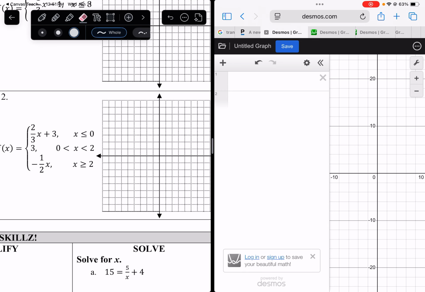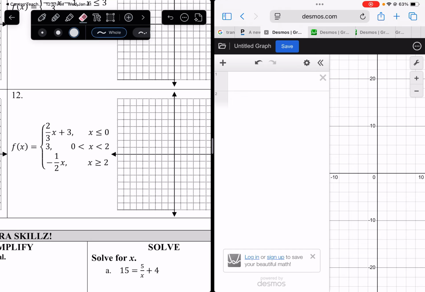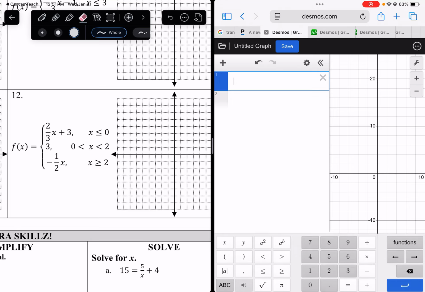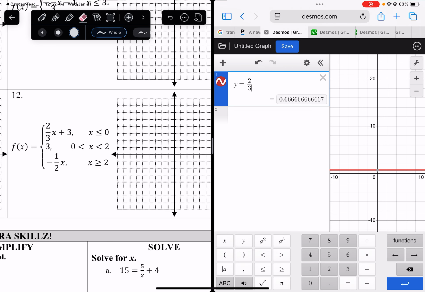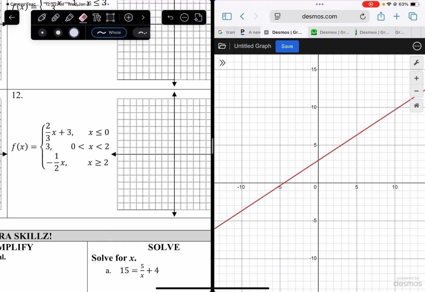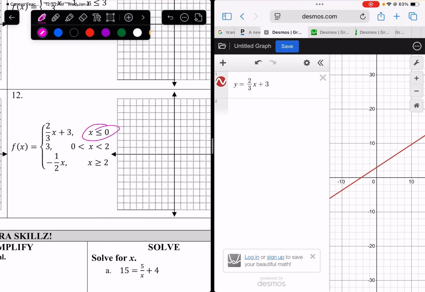quiz and test. When we plug functions into Desmos, you see how this has f of x? Instead of f of x, we'll just do y equals. So we'll start with the first one. y is equal to 2/3 x plus 3. Now what this does is graph the function for all values of x, okay? However, I only want this to graph the values for x less than or equal to 0.